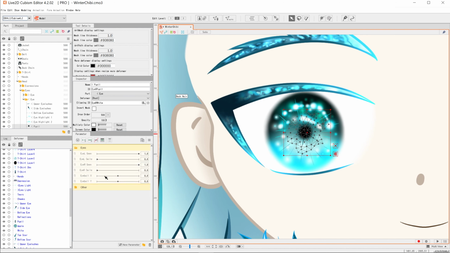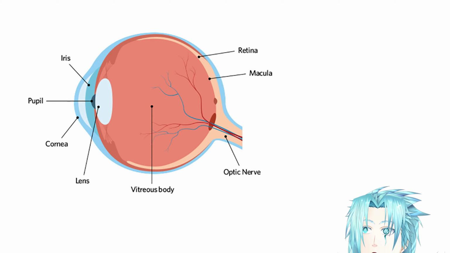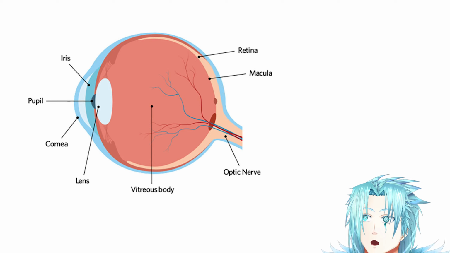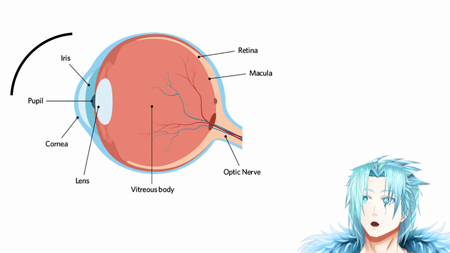We will be working with these 6 parameters. Now let's get started with the transformations. We'll be using a special tool called the Wrap Deformer, and we'll begin with the movements of the eyeball. A bit of anatomy. The eyeball consists of the sclera, the white part, the iris and the pupil. The iris and pupil are located beneath the cornea.